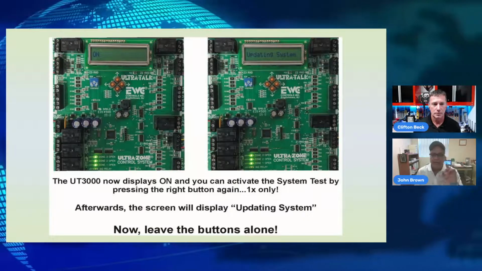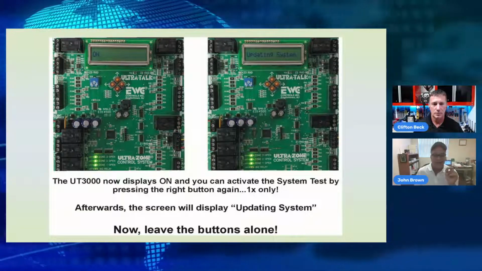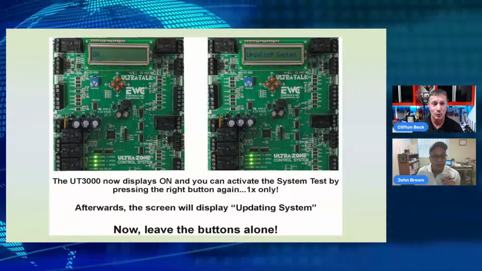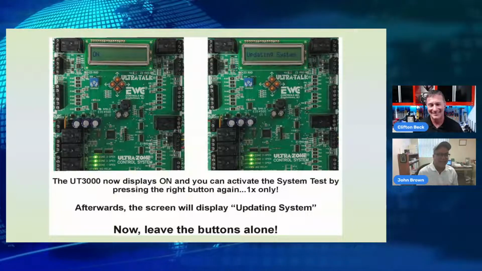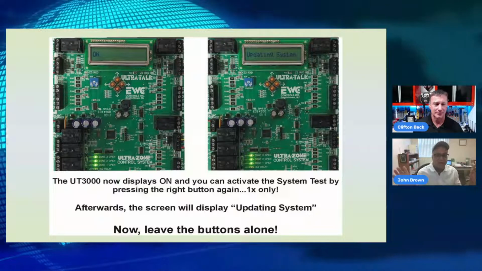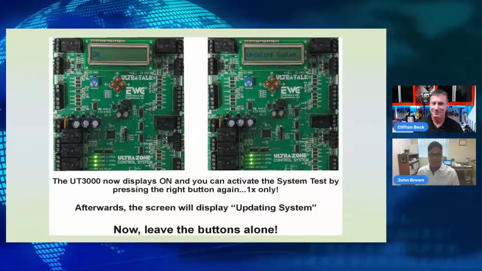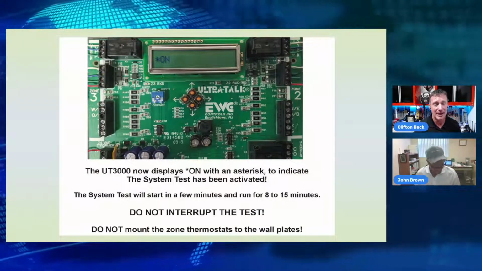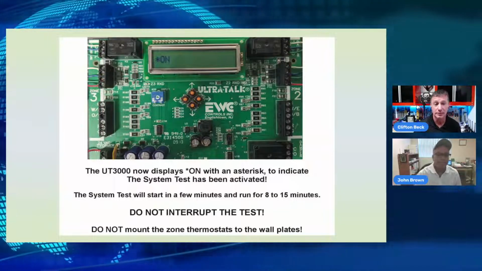And there it is. I hit the right button again one time, and the UT3000 will say, I'm updating the system. In other words, it's asking the heat pump, I want you to run the system test. So now you leave the buttons alone. No more touchy. That's the big thing that I've run into.